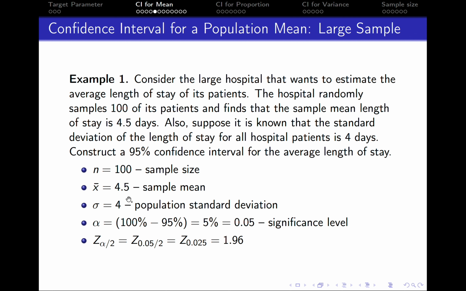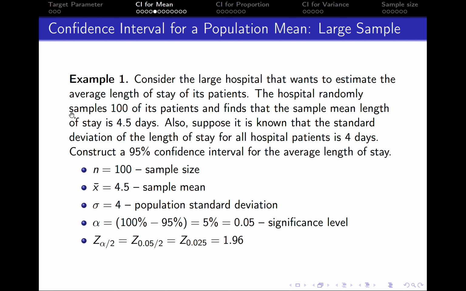Let's see how a confidence interval can be constructed using a specific example. Consider a large hospital that wants to estimate the average length of stay of its patients. The hospital randomly samples 100 of its patients and finds that the sample mean length of stay is 4.5 days. Also, suppose it is known that the standard deviation of the length of stay for all hospital patients is 4 days. Construct a 95% confidence interval for the average length of stay.